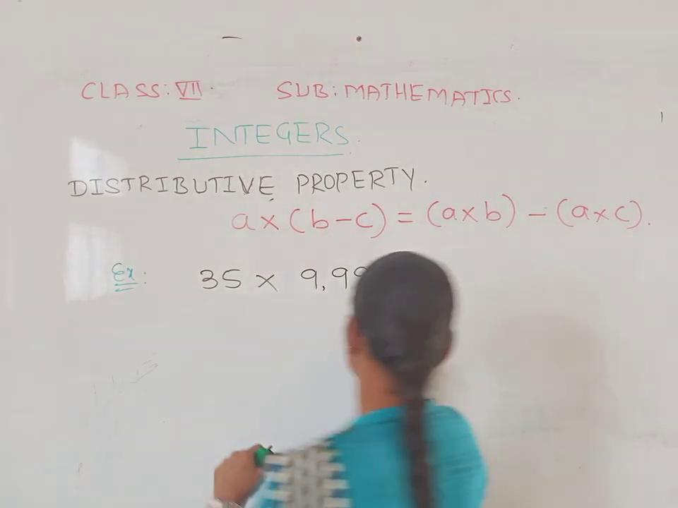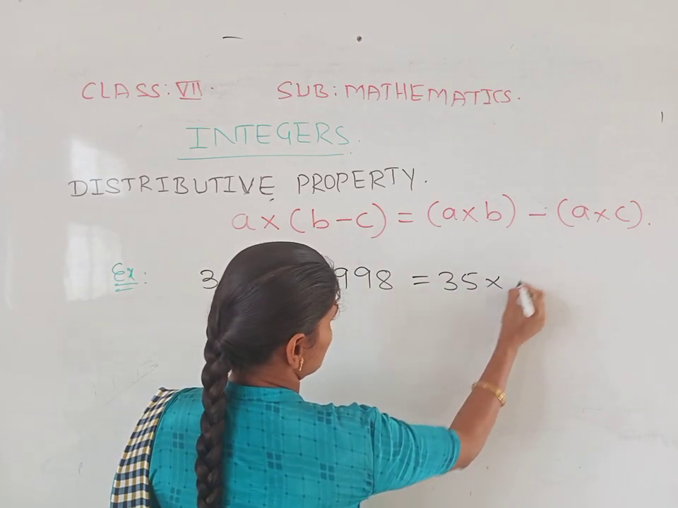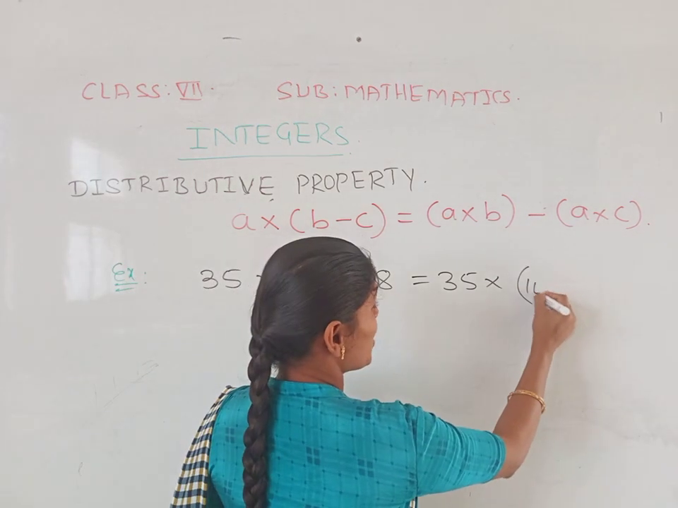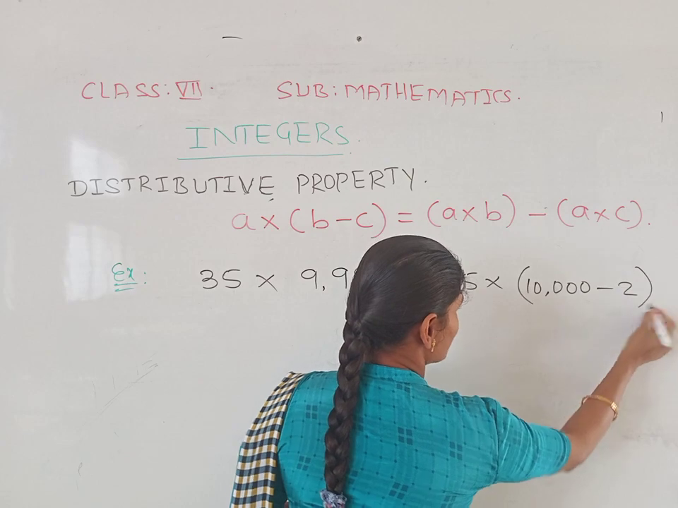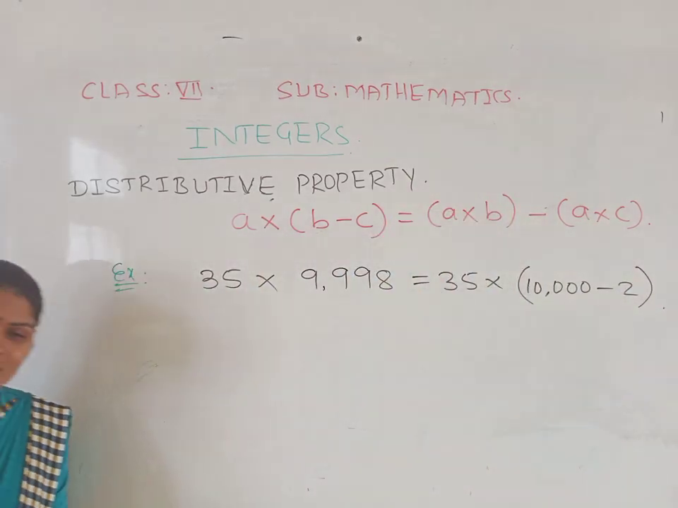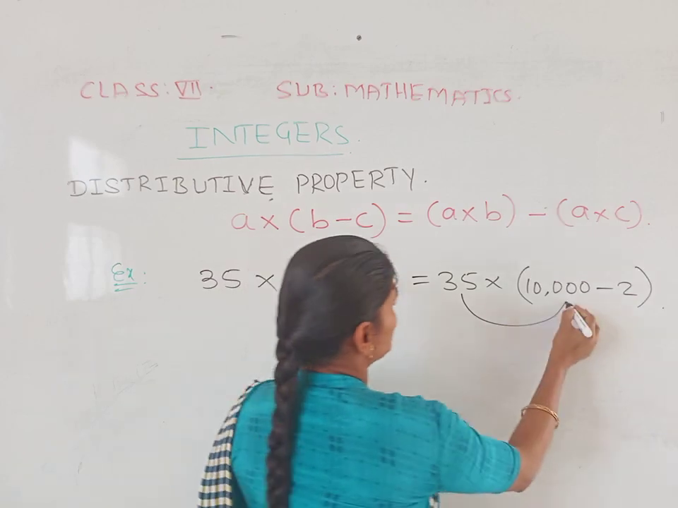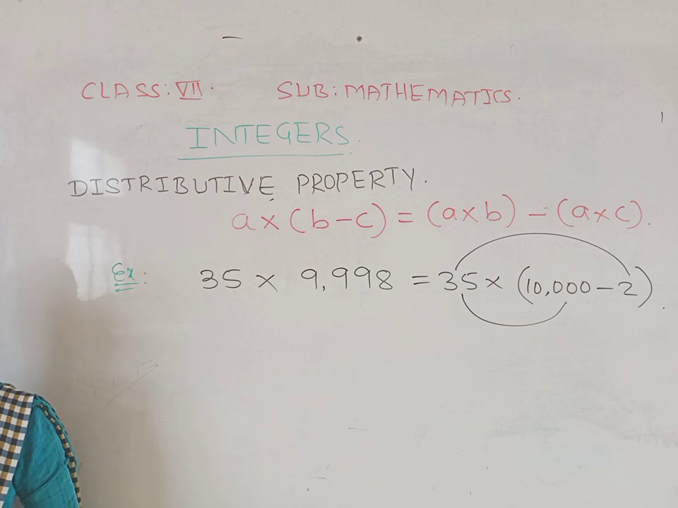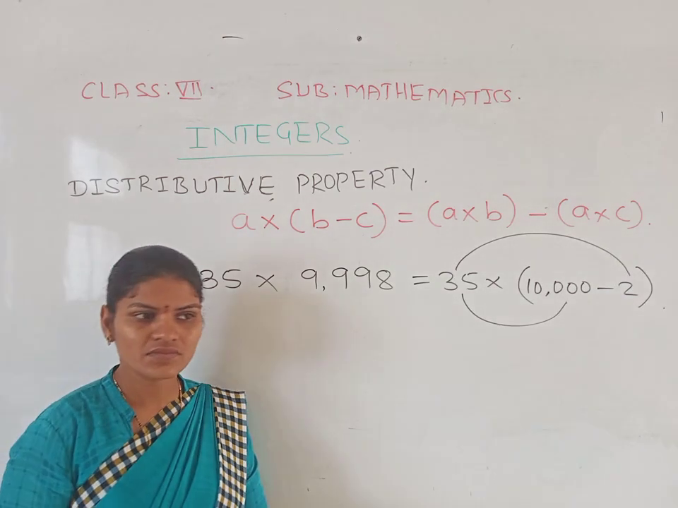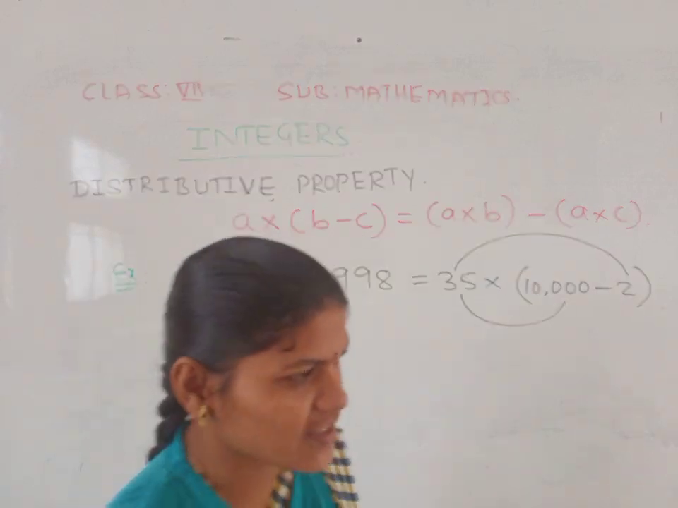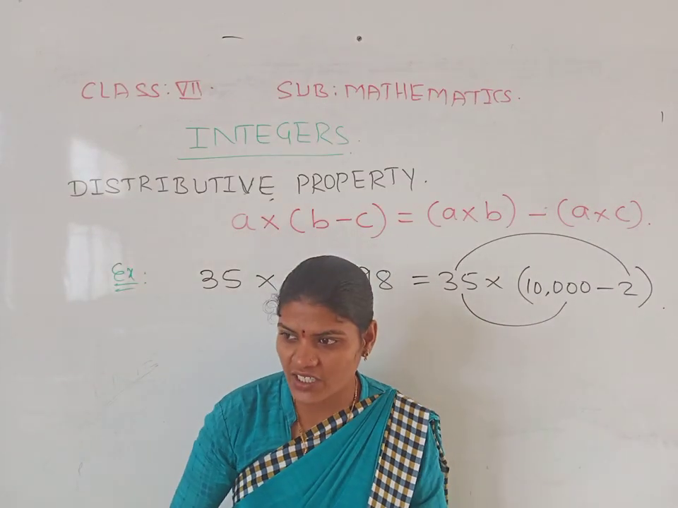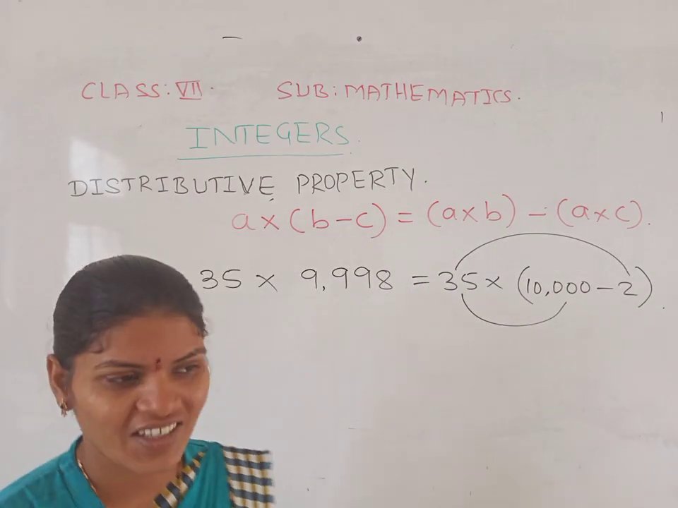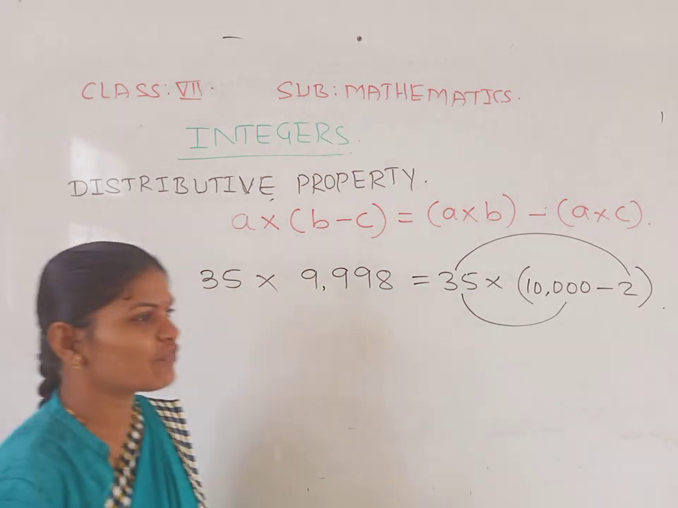Yes. How do we have to split this one? 35 keep as it is. 9,998, we can write it as what? 10,000 minus 2. So now a into b minus a into c. Please do it fast. 35 into 10,000 is 350,000, minus 35 into 2, which is 70. From 350,000 you have to subtract 70. You will get the answer.